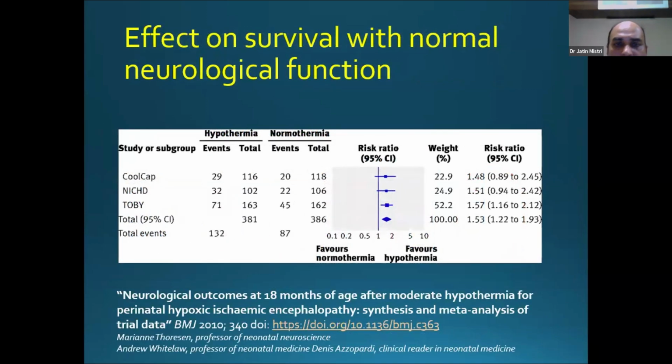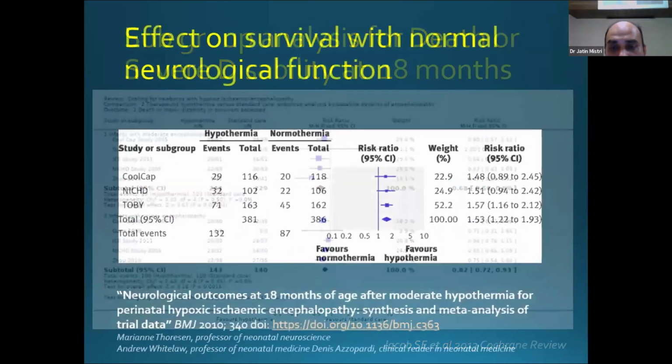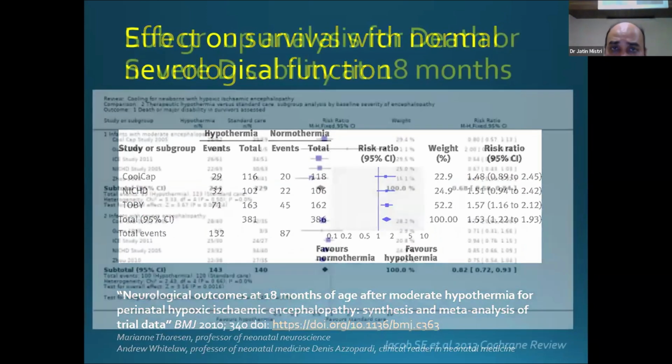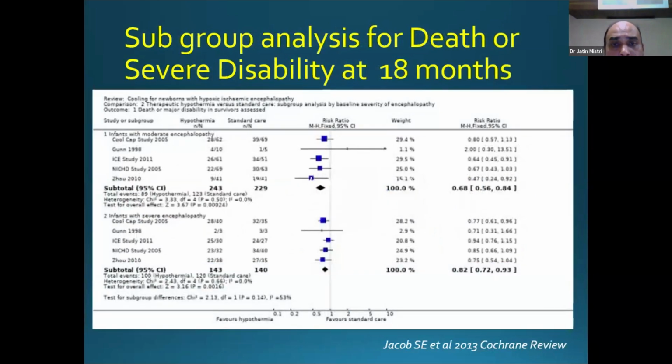It looked at the effect on survival with normal neurology. This was another systematic review, also done by Professor Andrew Whitelaw, and they also showed that these trials favored therapeutic hypothermia. There was a subgroup analysis where this systematic review tried to classify babies into moderate encephalopathy and severe encephalopathy. They clearly showed that babies who had moderate encephalopathy benefited, and babies who had severe encephalopathy also benefited from therapeutic hypothermia. That was the first plot for that analysis as well.